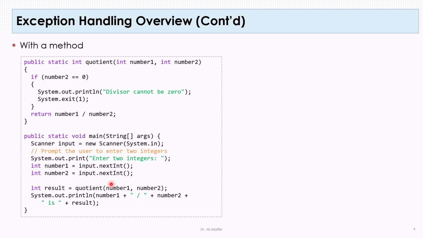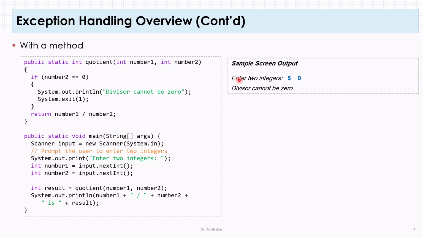So how can the quotient method notify its caller, which is the main method, that an exception has occurred? Also, how do we make the quotient method return back to the main method, which is the caller, and make the main method handle the exception instead of terminating the program? This can be done by making the quotient method throw the exception and making the caller, which is the main method, handle this exception. Here is a sample of input-output screen.